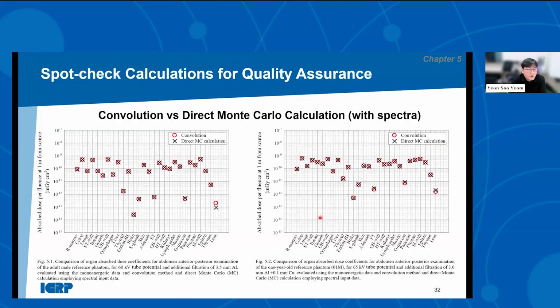We also performed quality assurance of the spectral dose coefficient derived from the convolution with the monoenergetic dose coefficient. For this, we compare the values with those additionally calculated from direct Monte Carlo simulation using the X-ray spectra. As you can see, there is excellent agreement for most of the organs and tissues. Only a few organs, such as the eye lens, again show some disagreement because these organs are completely outside of the beam field and have large statistical uncertainty.